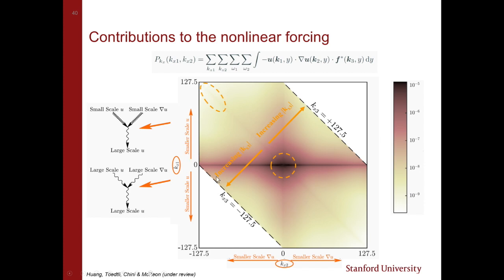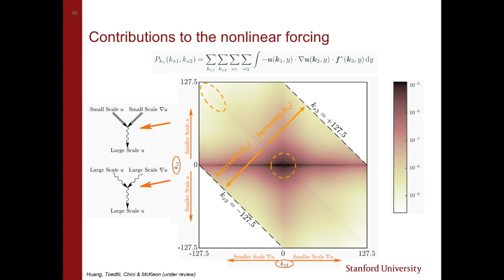So up here, we have small and small interacting to give us a low K3, right? I've got a plus high number, a minus high number, so I get a low K3. Over here, I have large and large giving me large, all right? So you can understand various features of this plot.